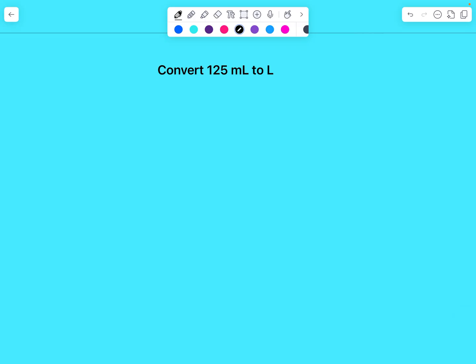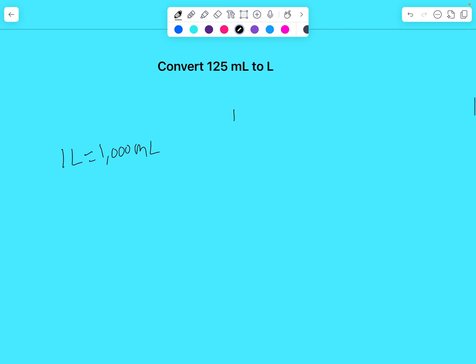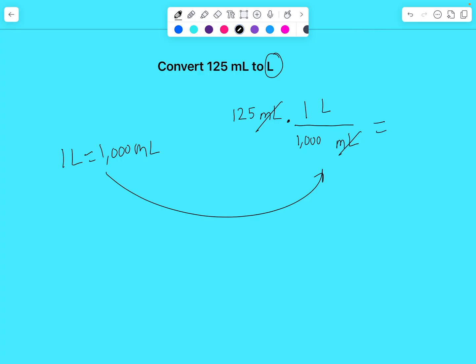So it says convert 125 milliliters to liters. So the conversion is that 1 liter is equal to 1,000 milliliters, right? So I have 125 milliliters. What would be in the denominator? If I want to get rid of milliliters and go to liters, milliliters would be in the denominator. So I have 1,000 milliliters is equal to 1 liter. I'm going to divide the milliliters out, they cancel out, and I have 125 divided by 1,000.